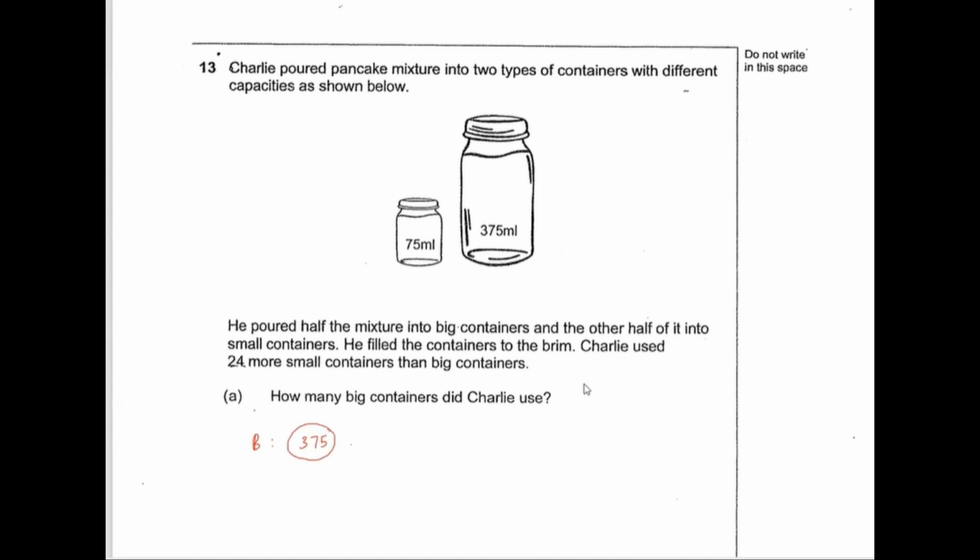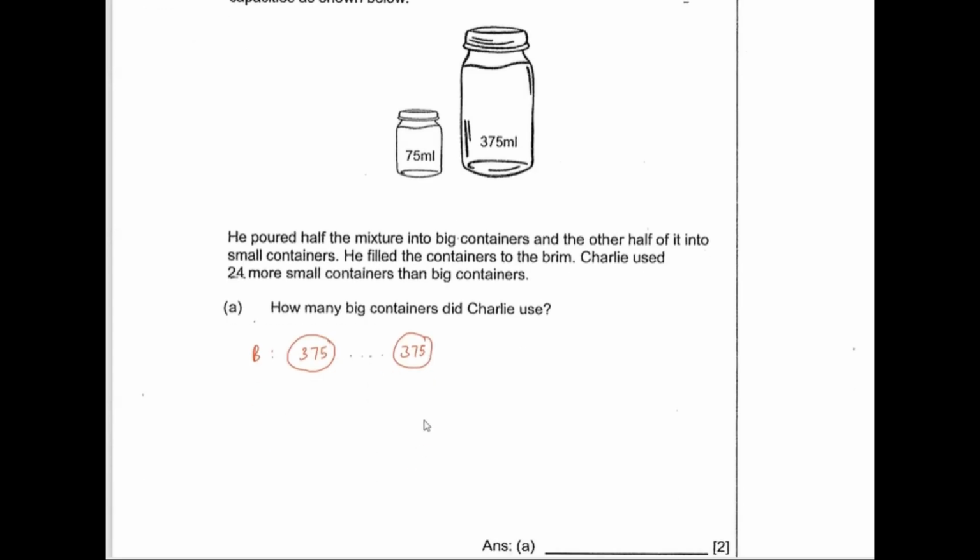Okay, so we don't know how many of these, but this is how we represent it. So 375 ml for each big bottle, and we don't know how many. Then for the small ones, it's 75 ml each.